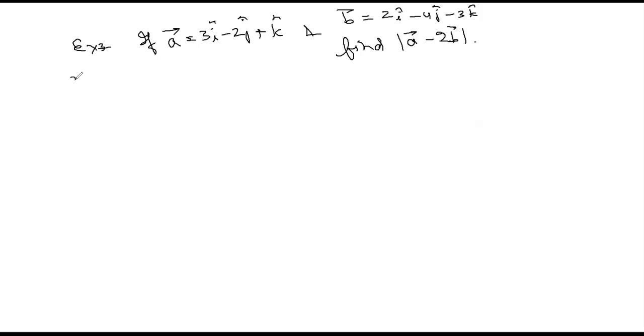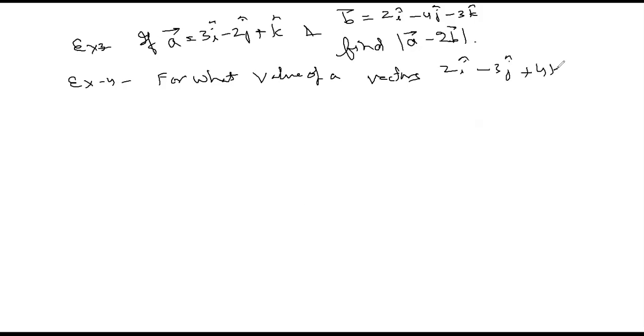The third example, example 4 also: for what value of a are the vectors 2i minus 3j plus 4k and ai plus 6j minus 8k parallel? These two you try in 10 minutes, then come back to the next class.